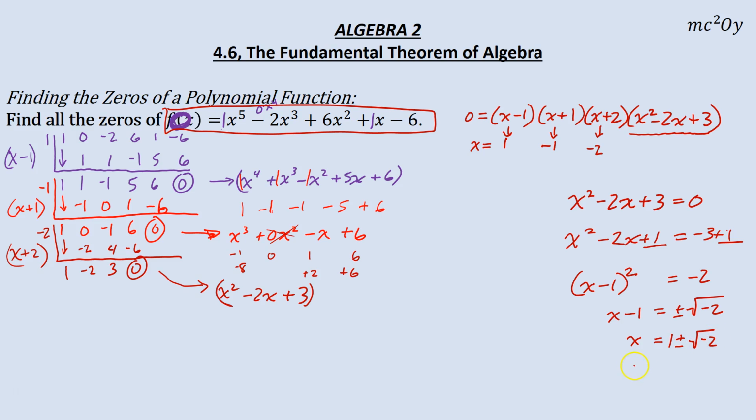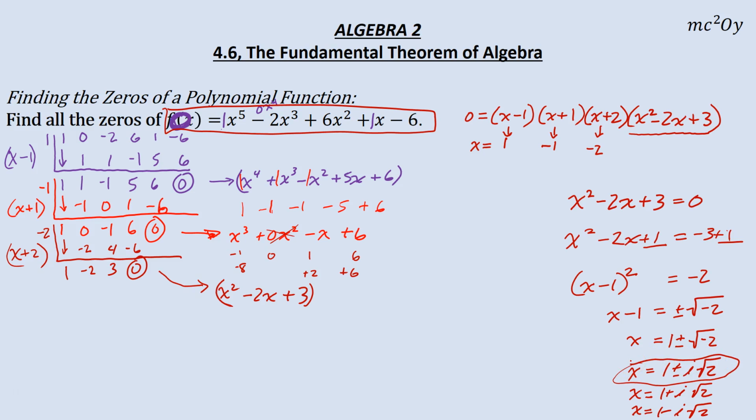And I'm going to pull that negative out, so I get x is equal to 1 plus or minus i root 2. Notice that means I have two solutions there. This is the compact way; I have x equals 1 plus i root 2, and x equals 1 minus i root 2. Now we usually write it like that.